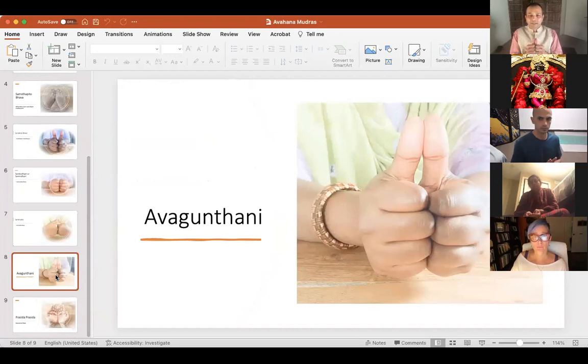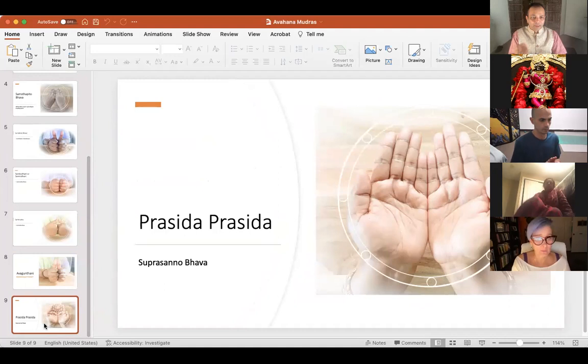And avagunthani, cover yourself. Cover beautifully. You are beautifully covered in the deity, meaning only those who have given their hearts to you can see you. And the last one is suprasanno bhava. Be satisfied, be happy. So these are the avahanadi mudras.